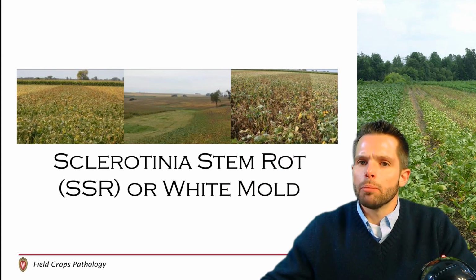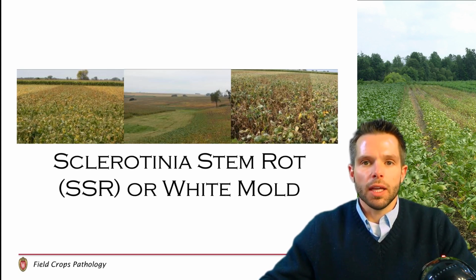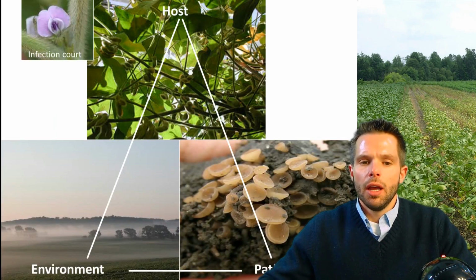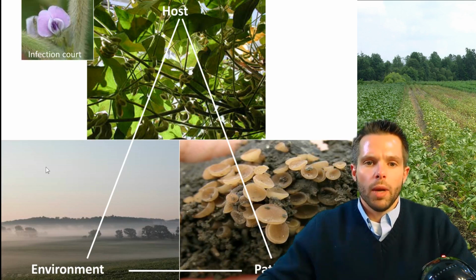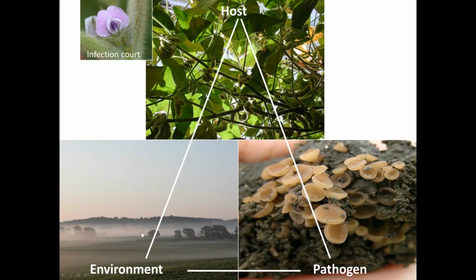Probably one of the more important foliar problems on soybean in the state of Wisconsin is Sclerotinia stem rot, or what we commonly call white mold. And this can be significant in certain years, especially when we have very cool or moderate temperature conditions and a lot of humidity or rain around. Those are going to be the years that are going to be very conducive for this particular pathogen.